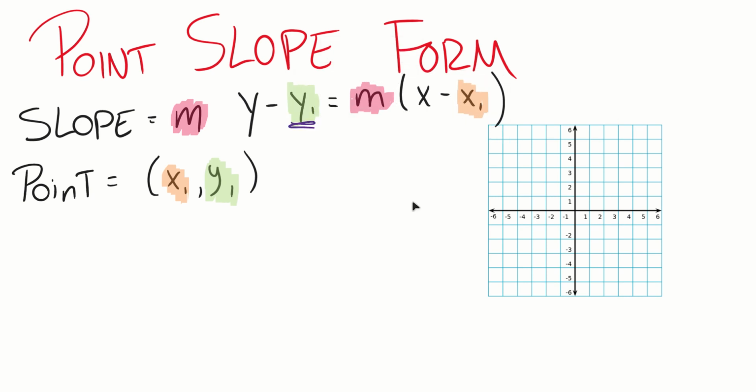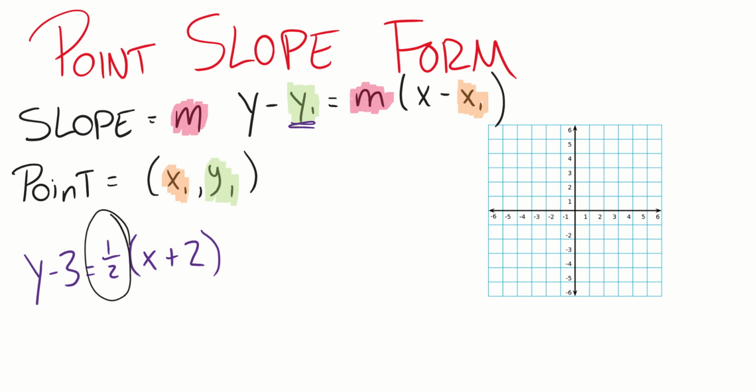Okay. Let's say I have the equation y minus 3 equals 1/2 times x plus 2. So, this is the equation I'm given, and the two things I need are the slope and the point. So my slope is always this one right here. It's this one that's just being multiplied. So I know my slope is 1/2.